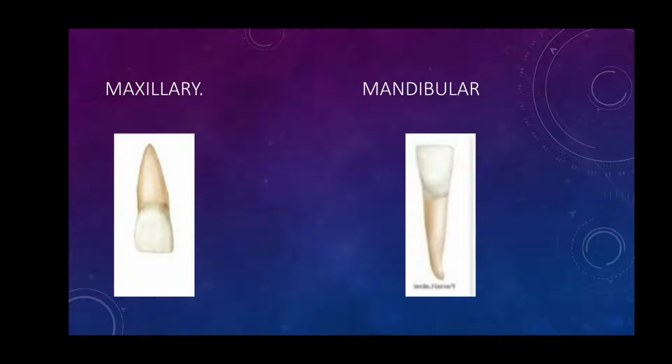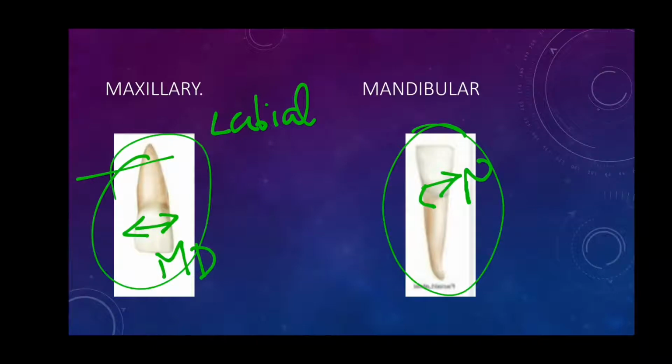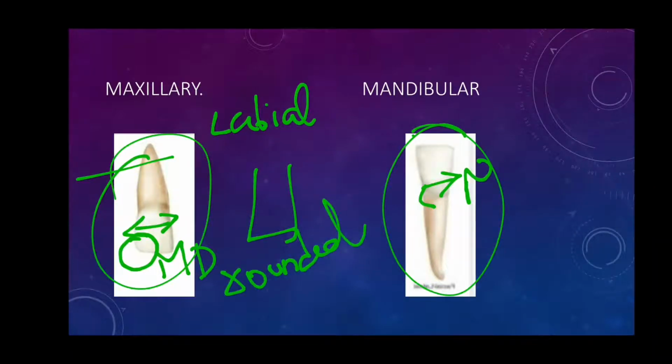Okay. From the labial view, this is the labial view. From the labial view, the maxillary central incisor is wider mesiodistally. This is narrower mesiodistally, and this is more symmetrical than this one. Okay, now incisal angles. The disto-incisal angle is rounded in the maxillary incisor, and this is sharper. In the mandibular, both incisal angles are sharper.